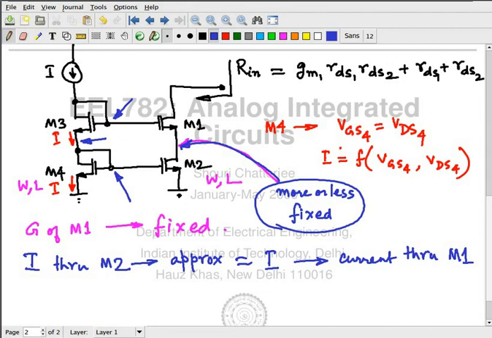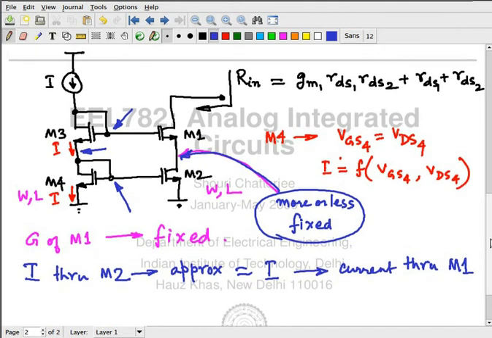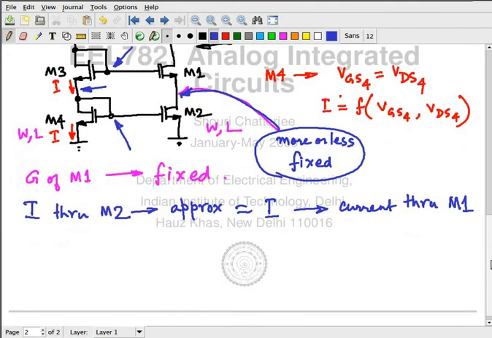Suppose I'm pushing I through M1 and M3 and M4. Alright, so I have to use the equations, right? Because the saturation requires the equation. So the relationship for saturation is VDS has to be greater than VGS minus VT. Now this quantity VGS minus VT is called the V overdrive of the device.